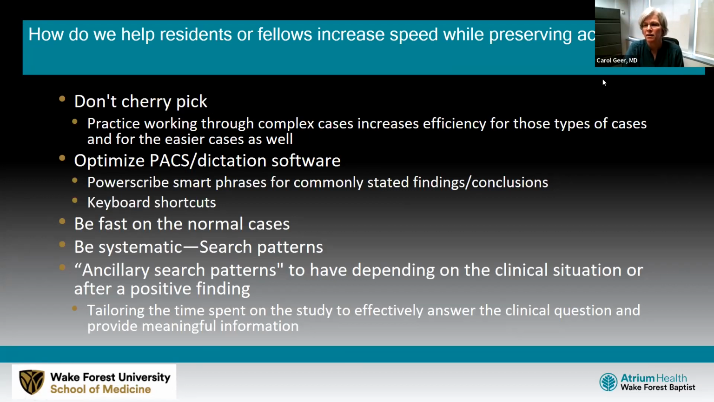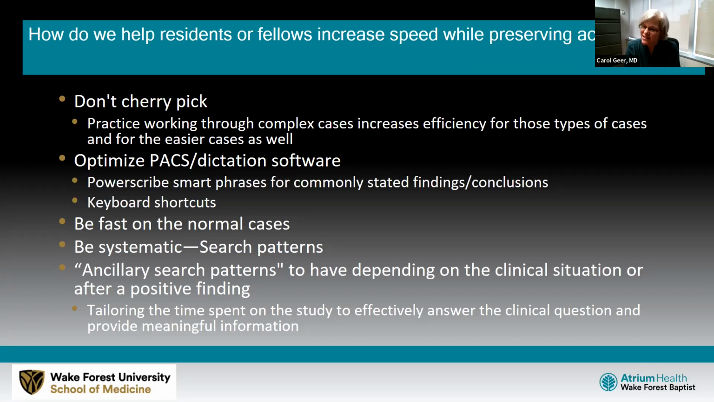I have to credit Kyler Harden, again, one of our residents who we had a lot of talk about this, and this is some residents' perspective on some things they think they can do, for what it's worth. Again, this is coming from residents, not from me, but they say don't cherry pick during the daytime rotations. Encourage your residents to really practice working through complex cases, because that's going to increase your efficiency for those cases and the easier cases.